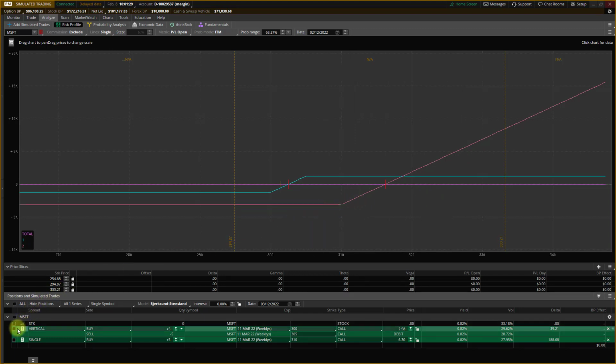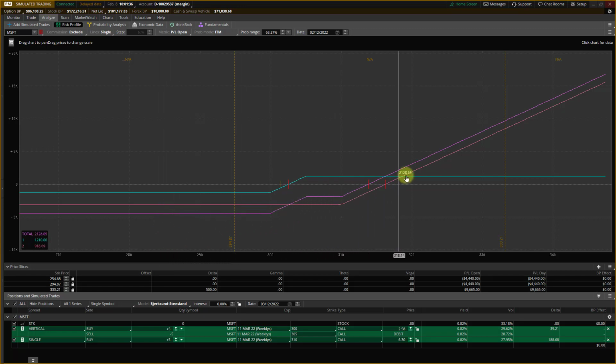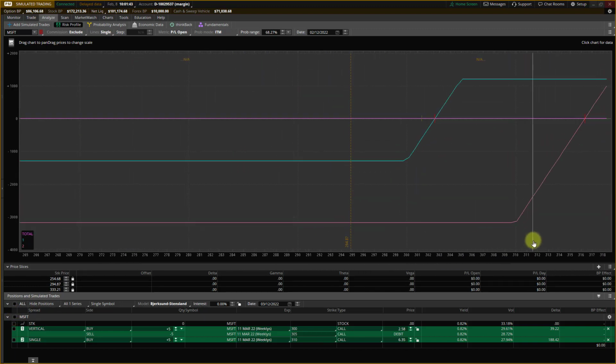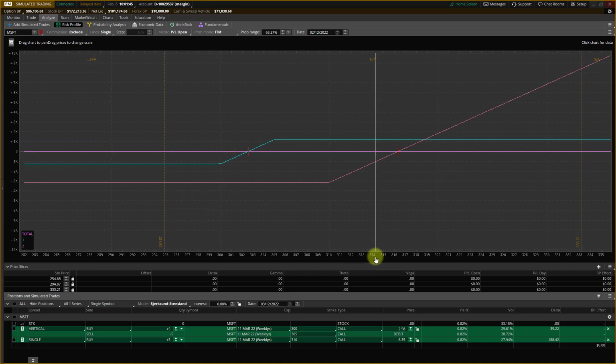Now I could do that. I could click on this box right here, and there it's going to show me the combination. That's what we saw before in purple. So I'm going to uncheck that for right now. So there they are. So if we zoom in a little bit, pretty close to what we saw before.